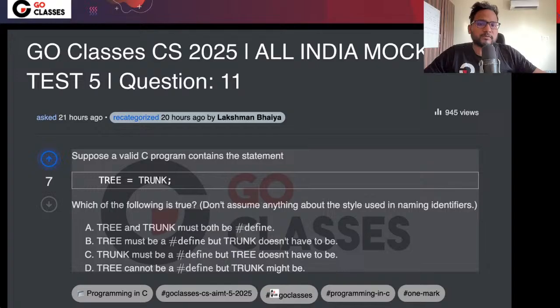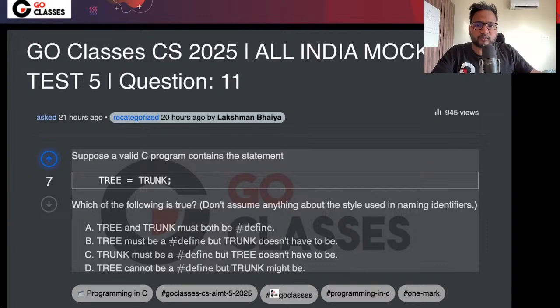This question was related to C programming. In this question, I aim to ask regarding hash define, which is basically macros. The question says that suppose there is a valid C program that contains tree equal to trunk. Now which of the following is true? One option says that tree and trunk both must be hash defined.